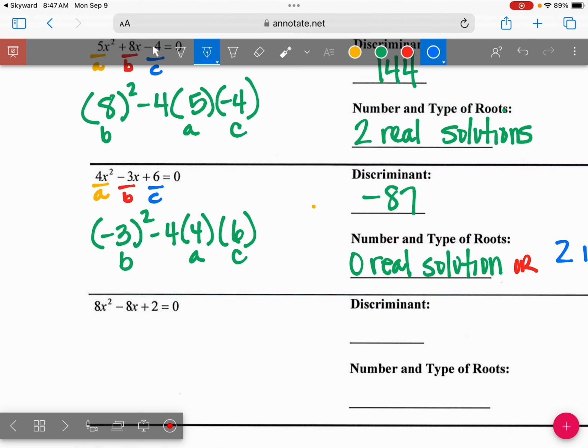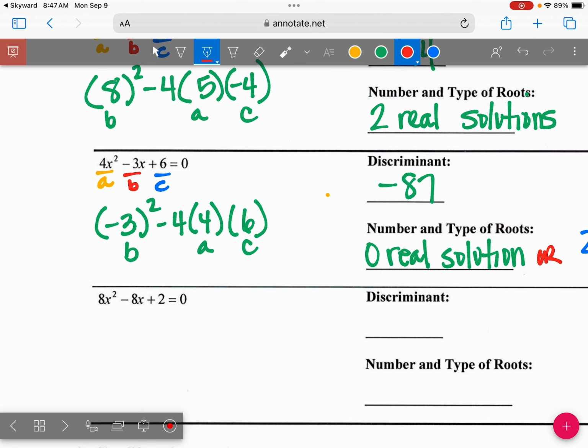All right, and then when you do this last one, I'm pretty sure you get 0, and you should have 1 real solution.